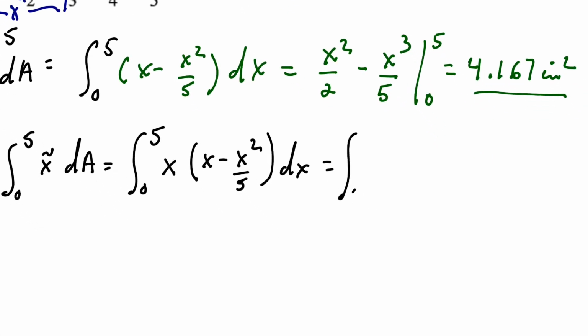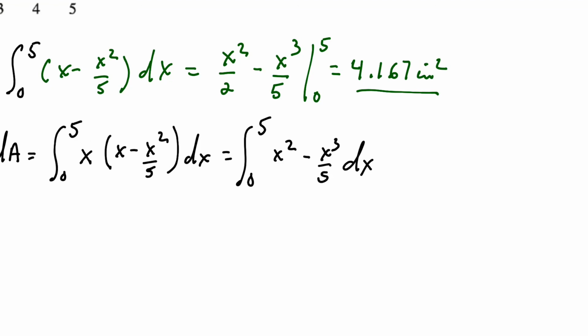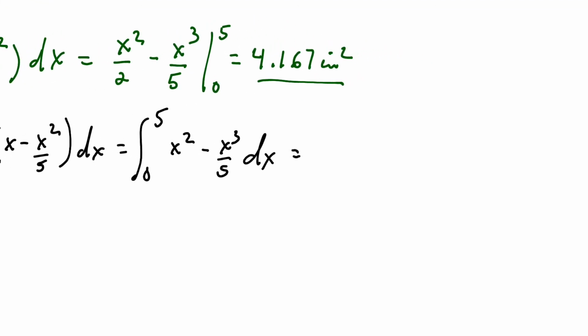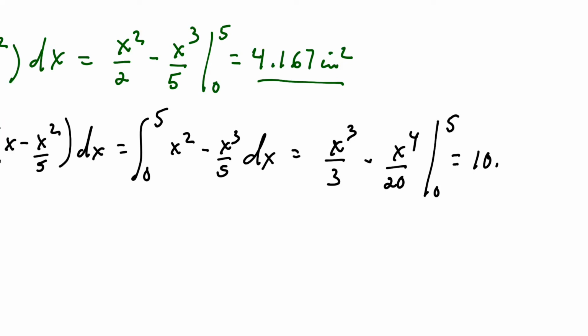This is then equal to the integral from 0 to 5 of x squared minus x cubed over 5 dx. We integrate this. This then becomes x cubed over 3 minus x to the 4th over 20, evaluated between 0 and 5. And if we do that, we will find that our numerator for x bar is 10.42 inches cubed.